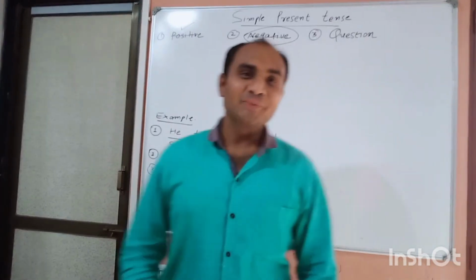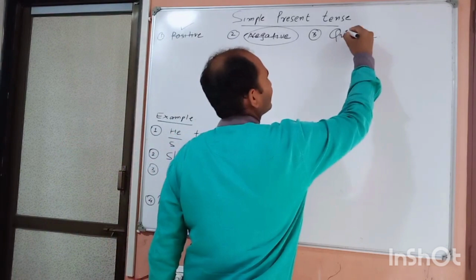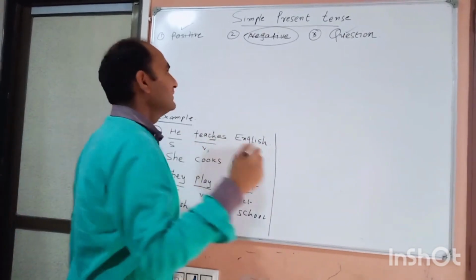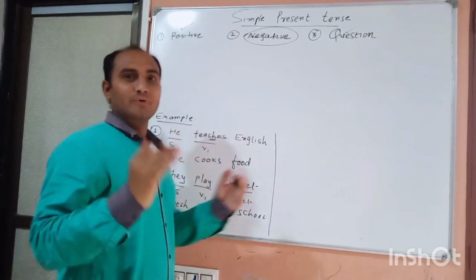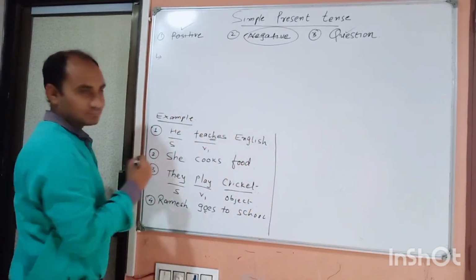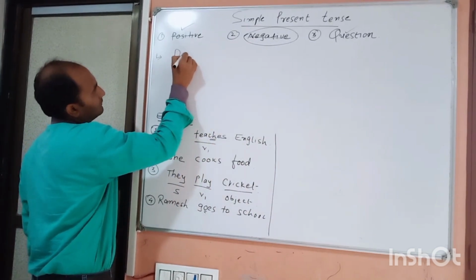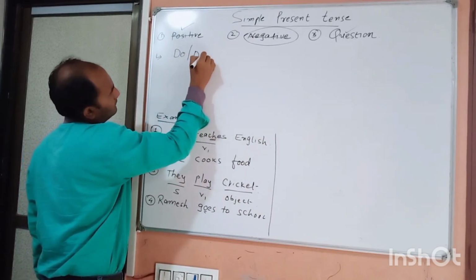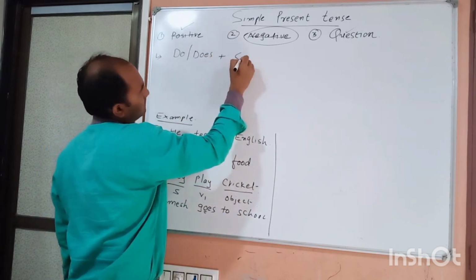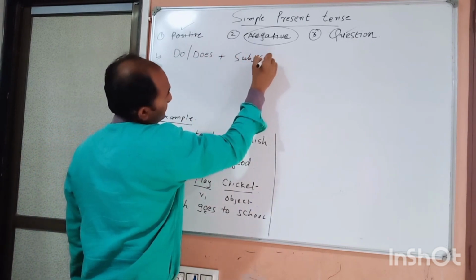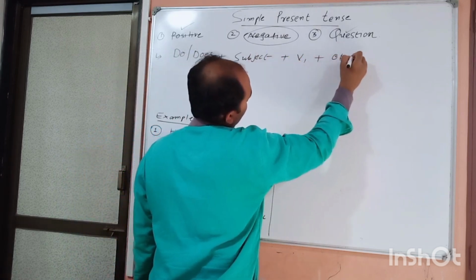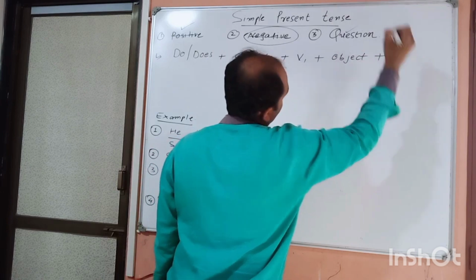Okay, now we will start the question form of the simple present tense. So, in question form we have two structures. Number one: do, does plus subject plus V1 plus object and then question mark.